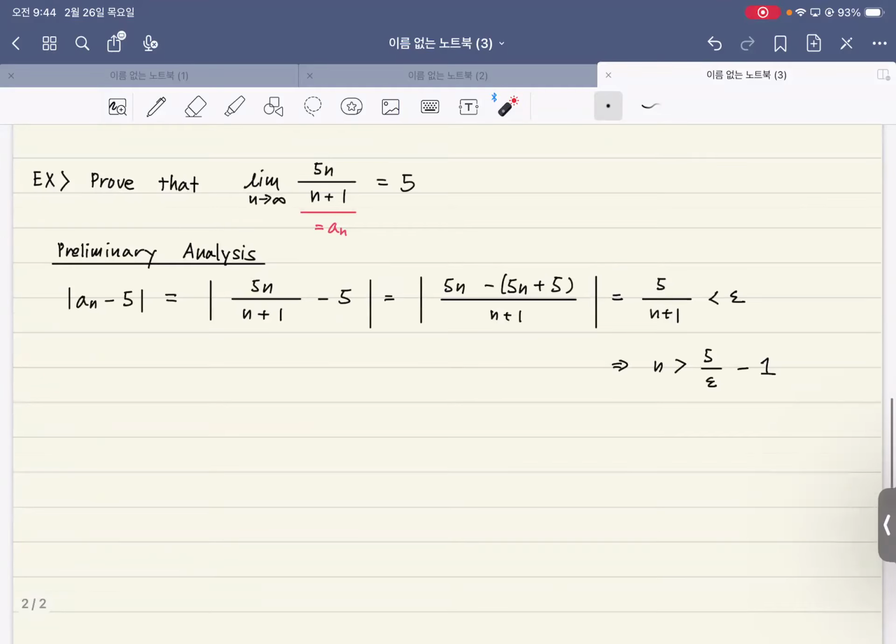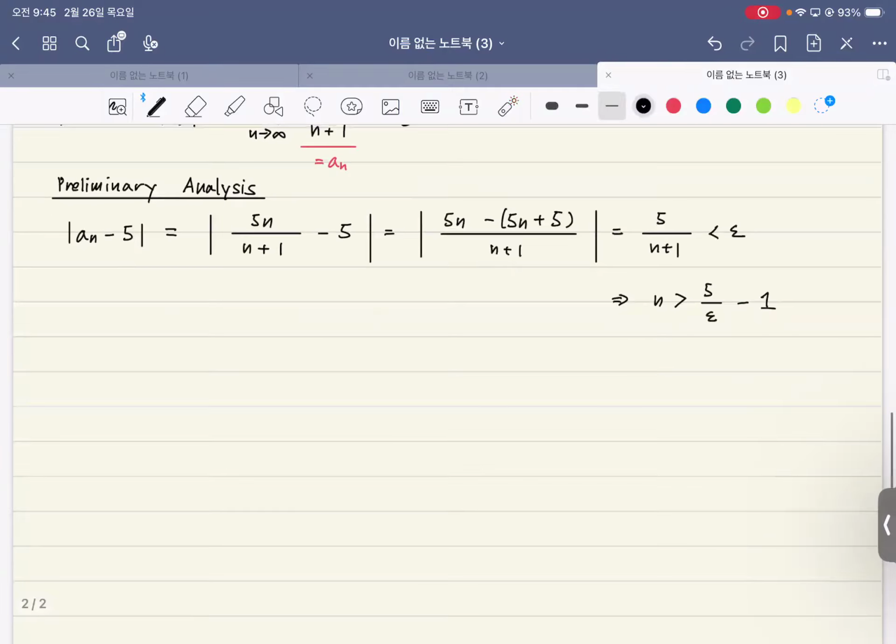However, in this case, I did not impose any condition on this epsilon. Therefore, I am okay to say that for any arbitrary positive epsilon, I was able to find the large N satisfying the condition. So the proof is done. I know some of you do not understand what I'm talking about. So now it is time to give you the rigorous proof of the statement.